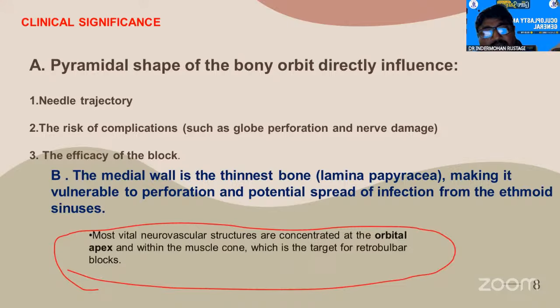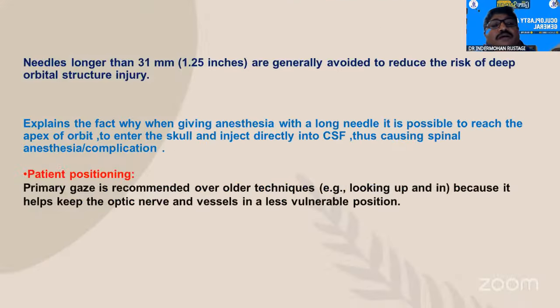Another thing is that, as we have already said, the most vital neurovascular structures are concentrated in the orbital apex and within the muscle cone, where we target for retrobulbar blocks. Another consideration is that needles longer than 31 mm are avoided, because the overall length is almost 40 mm, so needles of more than 30 mm are avoided to reduce the risk of deep injuries. While giving anesthesia with a long needle, it is possible to reach the apex of the orbit, enter the skull, and inject directly into the CSF. So if you take a longer needle, that is another danger.